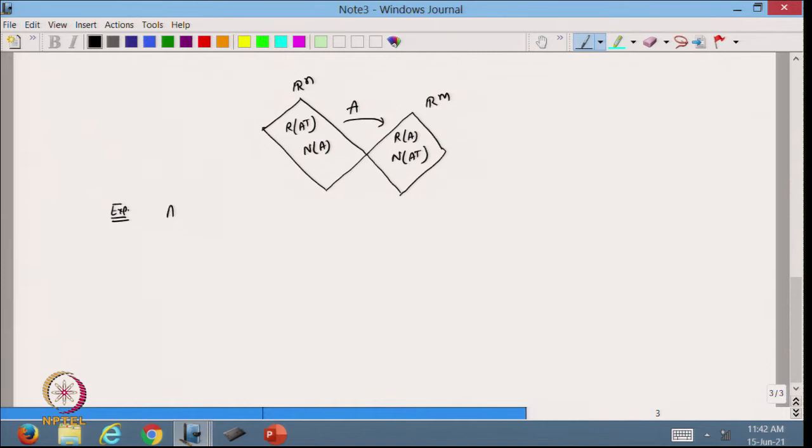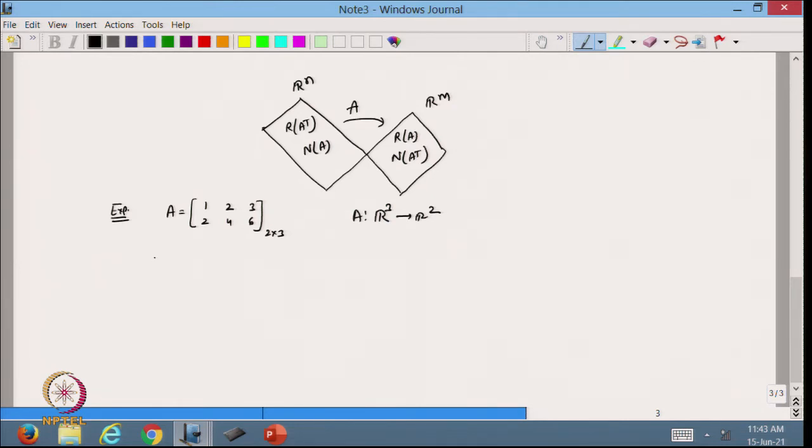I have the matrix A. Suppose I take a simple matrix 1 2 3 and 2 4 6, which is of course a 2 cross 3 matrix. So I have a linear map from R3 to R2. Using this matrix I just want to find its null space. Okay, so let us do that.